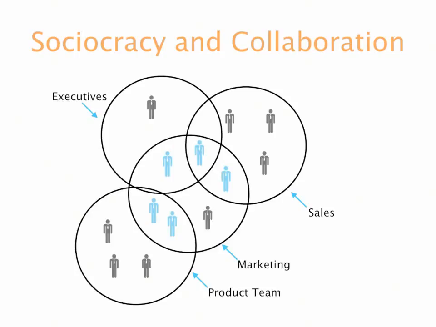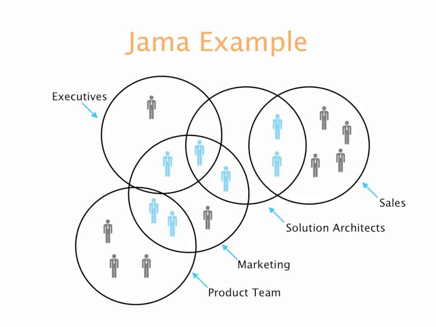The product team and the marketing team interact with each other a lot. The solutions architects interact with marketing quite a bit, and we interact with sales a lot. So all of a sudden you realize that it's not necessary for the product team to have a meeting with the entire organization to try and ensure that everybody's on the same page, but that by creating these overlaps, you ensure that communication is flowing freely between the different groups and that everybody's in alignment with what's taking place. So this is just an example of sociocracy in action.